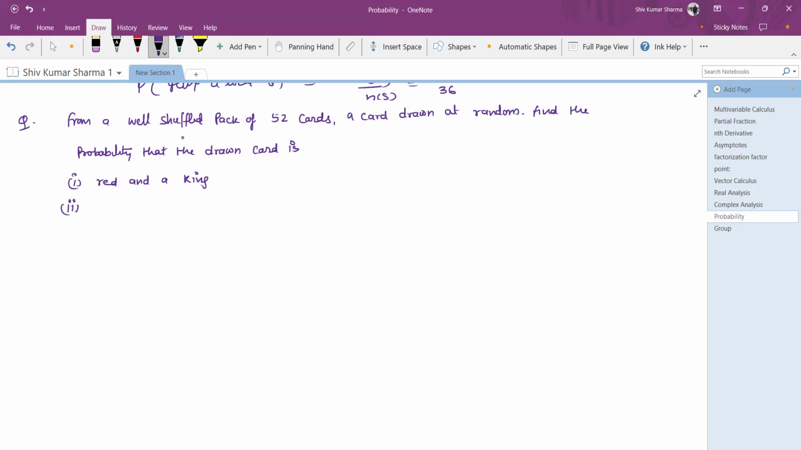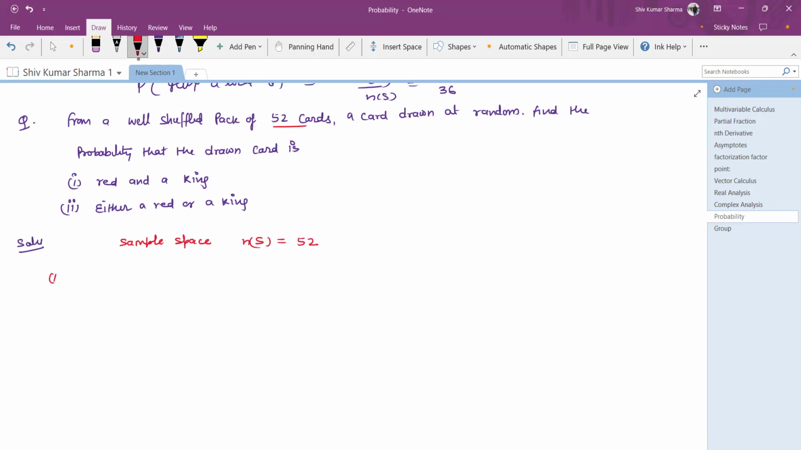Second, either a red card or a king. We know that it is a well shuffled pack of 52 cards, so the sample space S contains 52 elements. So n(S) is equal to 52.